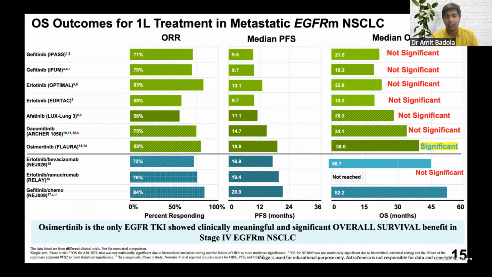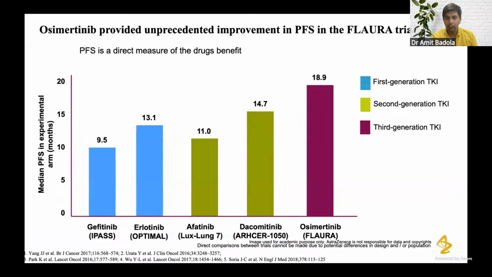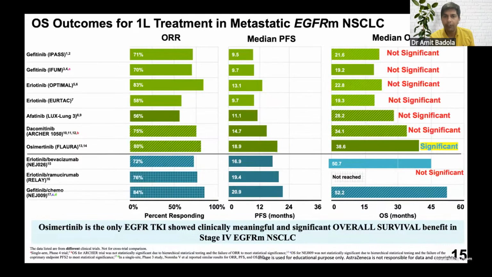So this is the OS outcome. This was the PFS of the previously used drugs. And if you see, the OS benefit was not there for the first generation or for the second generation. For the first time, the third generation TKI showed an overall survival advantage, and the median overall survival was 38 months.